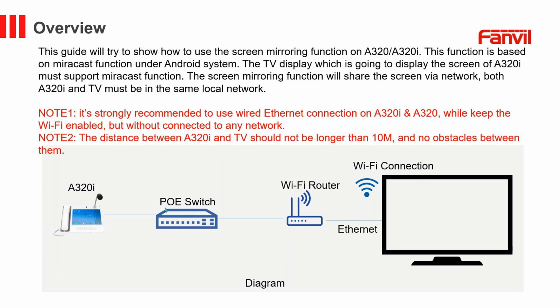So you need to have devices on the same network to use the screen sharing feature. It's strongly recommended to use a wired Ethernet connection on the A320 and A320i, while keeping Wi-Fi enabled but not connected to any network. And the distance between the TV and the console phone should not be longer than 10 meters, with no obstacles between them, to have clear and smooth streaming on your TV.